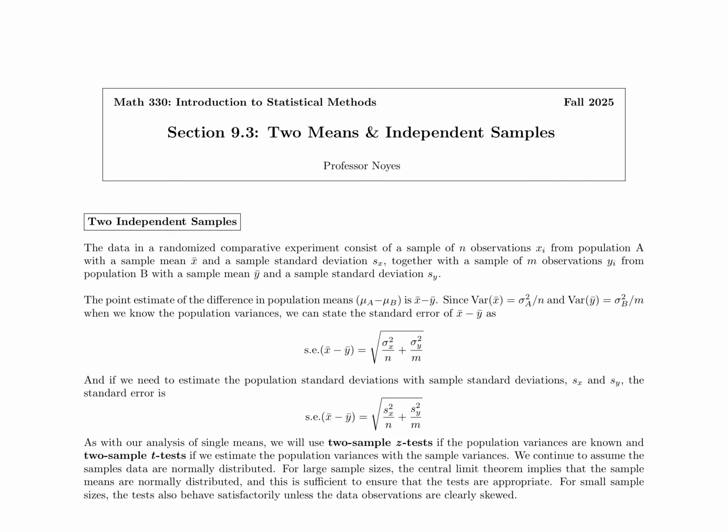In section 9.3, we're going to talk about two means and independent samples. So let's start by talking about two independent samples.